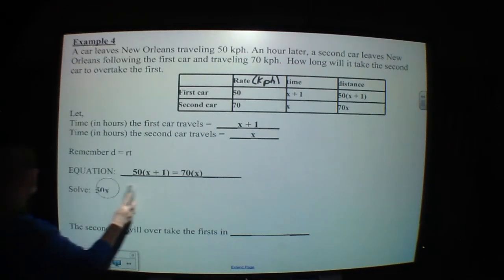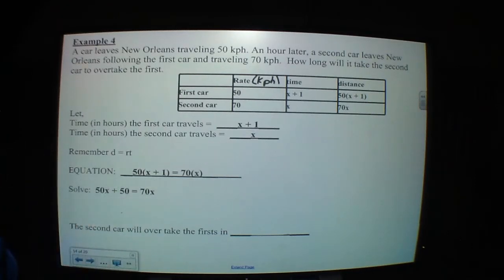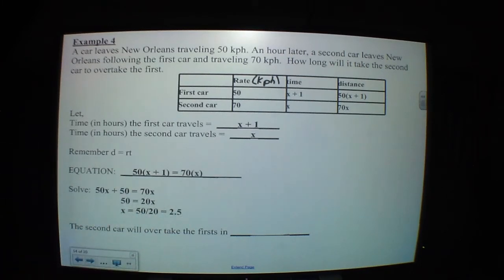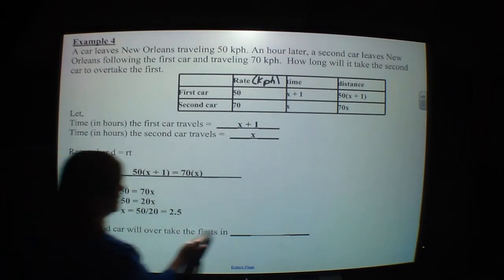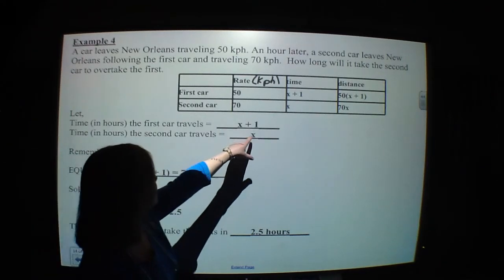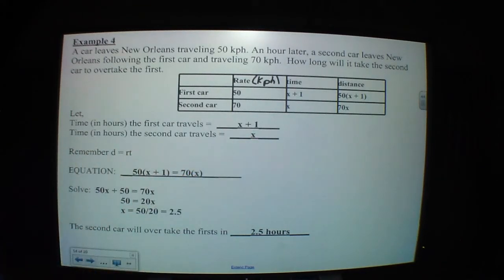So distribute your 50. Move your x's to one side and divide, and you have 2.5. So the second car will overtake the first car in 2.5 hours. Okay. X is 2.5. So the first car was on the road 3.5 hours. The second car was on the road 2.5 hours.